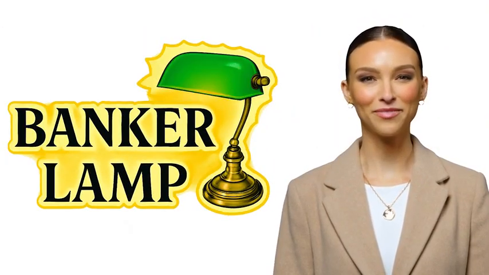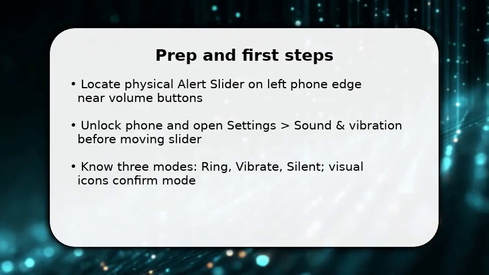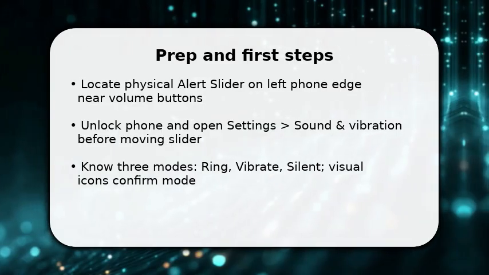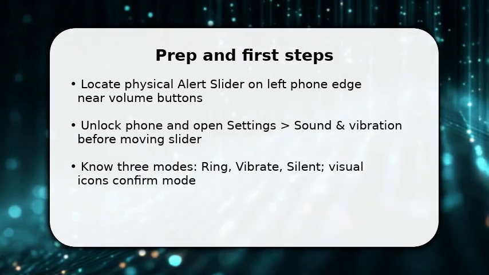Please enjoy the video. You start by identifying the alert slider on the left edge and unlocking the phone. You need direct access before changing modes. Once done, open Settings, Sound and Vibration to observe current behavior while you move the slider.